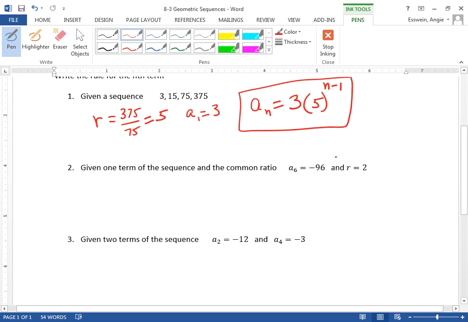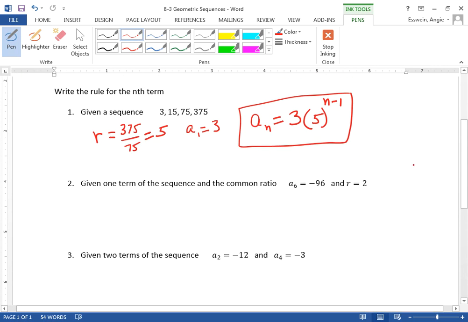So let's say we have the sixth term and the common ratio. We already know the common ratio, so we'll put that in our formula. But we're given the sixth term. How are we going to find the first term? To find the first term, you take the negative 96. Since we know the common ratio, how many times do you think we have to divide by 2? 6. So it's actually 5 times, because we're not doing the 0th, right? Last time we did the 0th term. We just want to go to the first term.